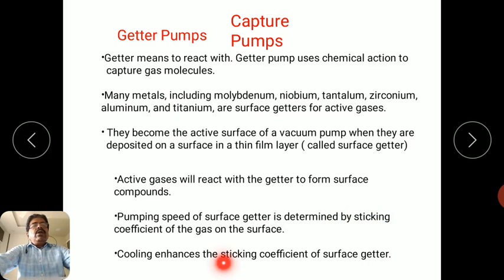Now if you cool the surface getter, that will enhance the sticking coefficient, which means obviously it will increase the pumping speed. So this is one of the important parameters. Cooling enhances the sticking coefficient of the surface getter.